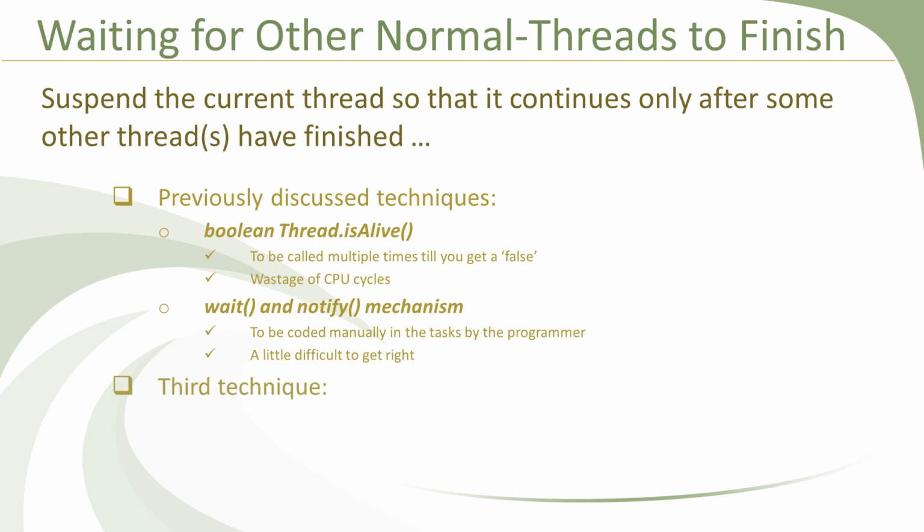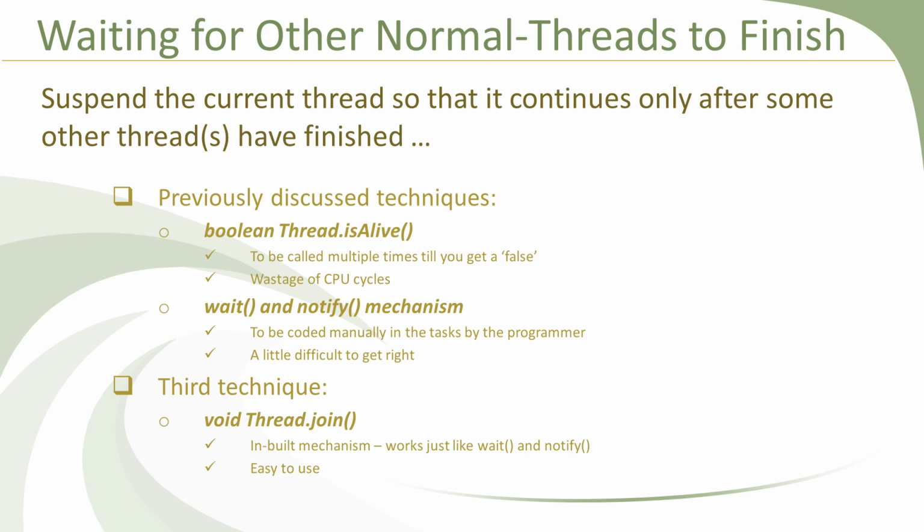Now, the mechanism that we are going to discuss in this video is similar to this second technique. The only difference here is that this mechanism is inbuilt in the threads API itself. It is available via the join method on the Thread class. The thread that calls join on the other thread is suspended till that other thread finishes. As soon as the other thread finishes, the call to join returns and the caller thread can continue its business then. If a thread has already finished when join is called on it, then join returns immediately.